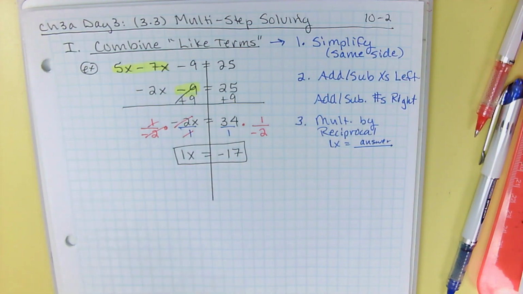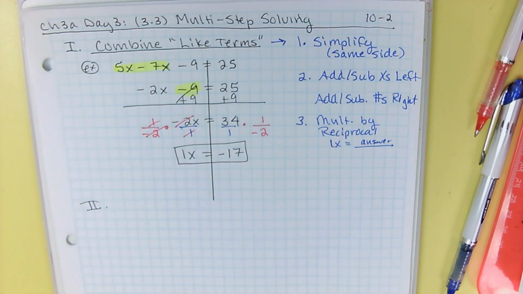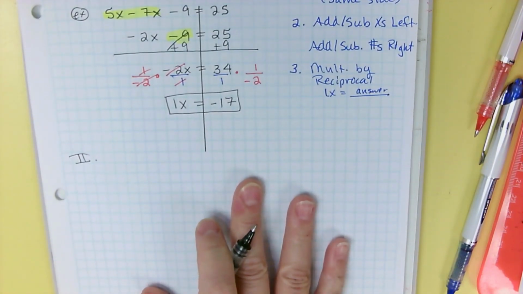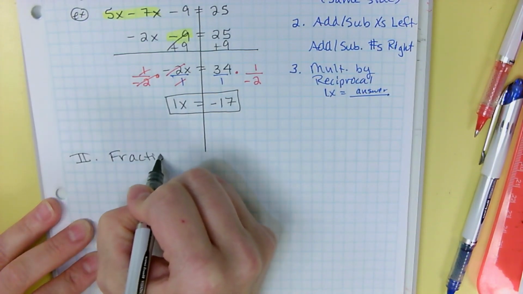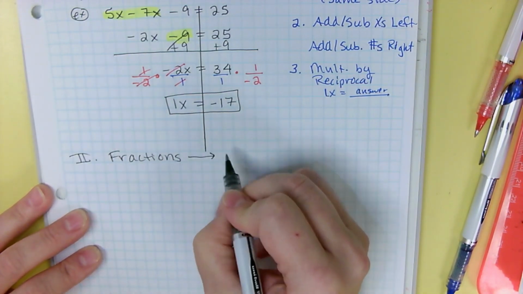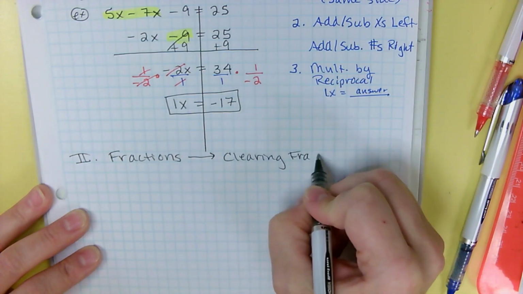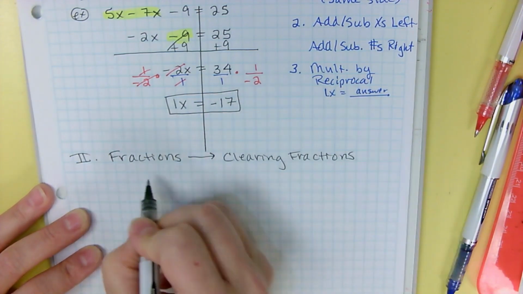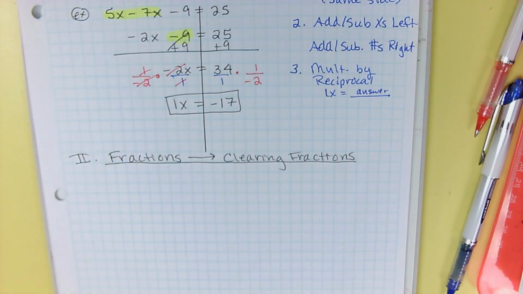Okay, Roman numeral 2. I only put this one second because it fit in the space on the paper, okay? So Roman numeral 2 is dealing with fractions. You will get a couple of these, not a lot. And I'm going to start to show you the process called clearing fractions. If you do this right, it makes your problem a whole heck of a lot shorter and easier to deal with.